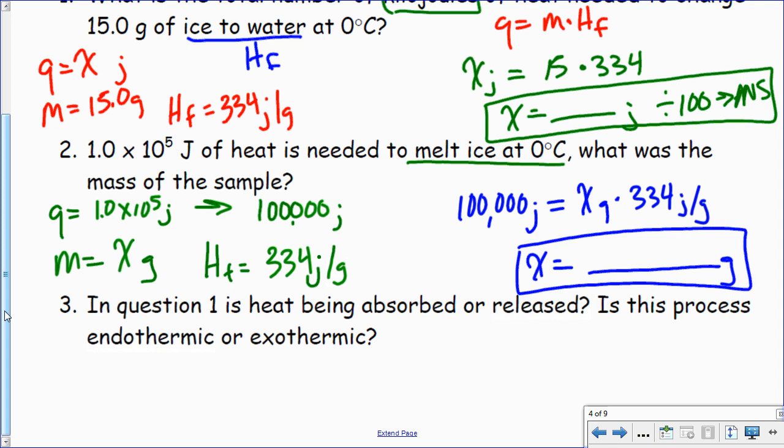These are actually easier because there are fewer terms than Q = mcΔT. Now, this is referring back to question 1. And question 1 is heat being absorbed or released.